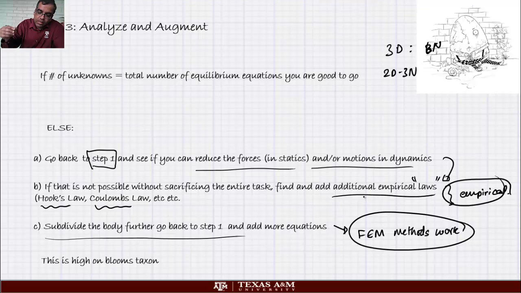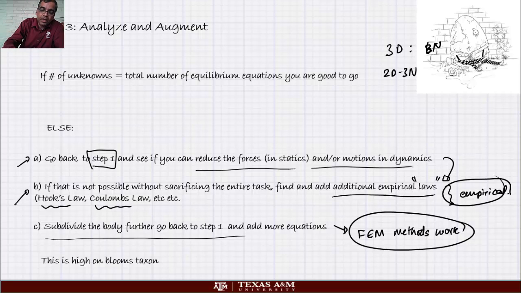Okay, so this is very high in Bloom's taxonomy because it needs you to be able to diagnose. It needs you to figure out when you want to do A versus when you want to do B, and there is no magic formula. You just have to look at it and figure it out. So this is quite challenging.